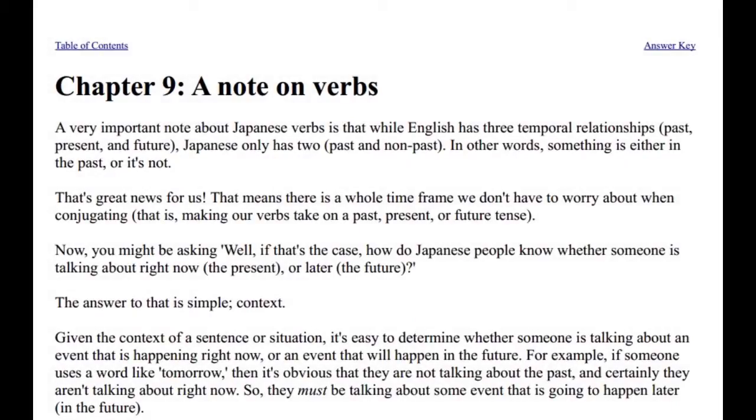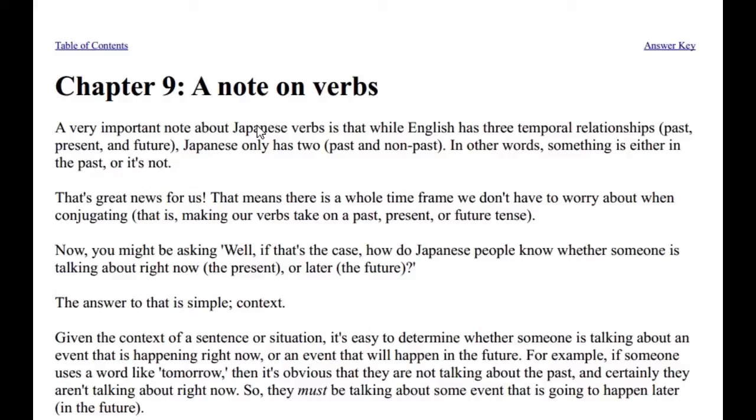All right, everyone, here we are, chapter 9. And like I mentioned before, we're just today going to look at a quick note on Japanese verbs. So we're not going to learn any specific grammar structure today. We're just going to look at some basic information about verbs, but extremely important information. So before we move on and start to look at more difficult grammar structures, it's very important that we understand this basic concept about Japanese verbs. So let's get started.